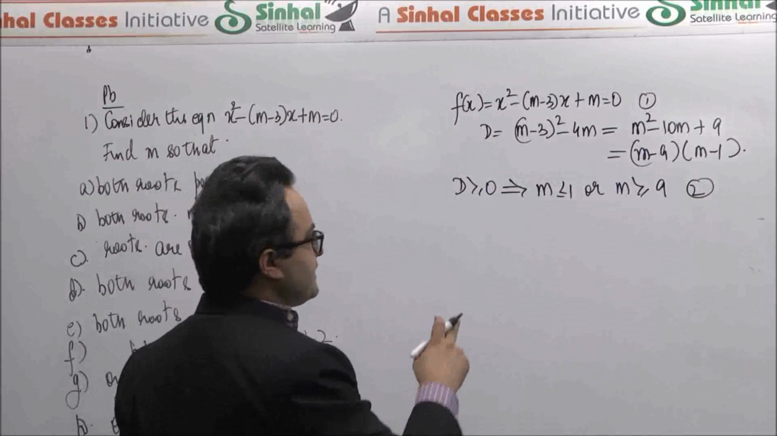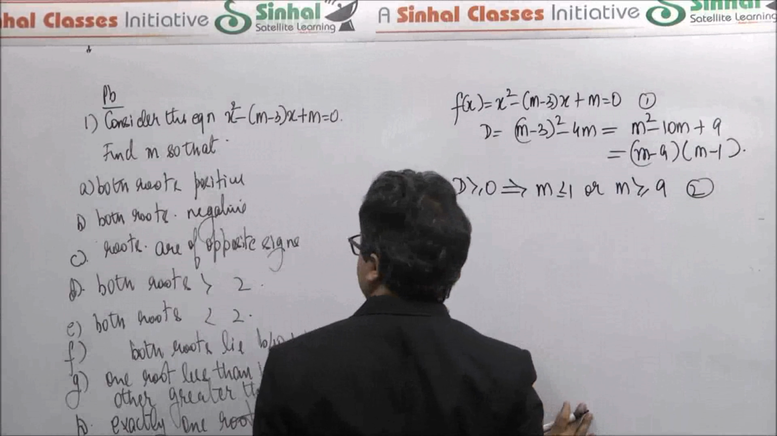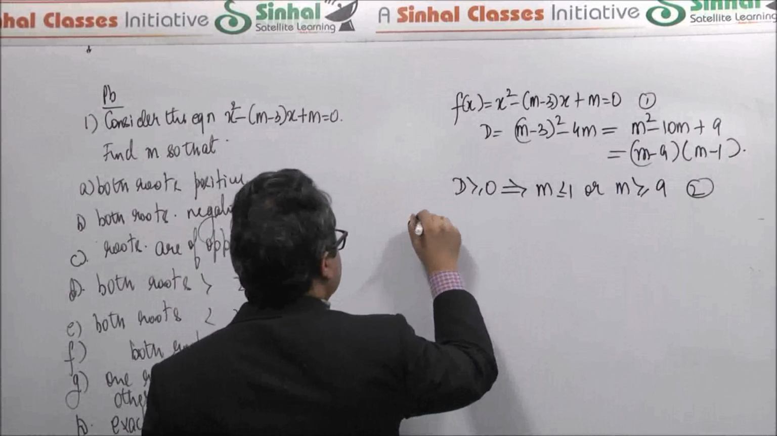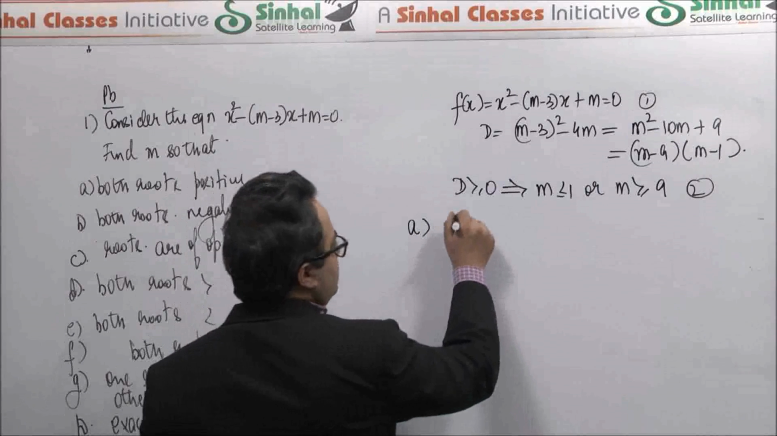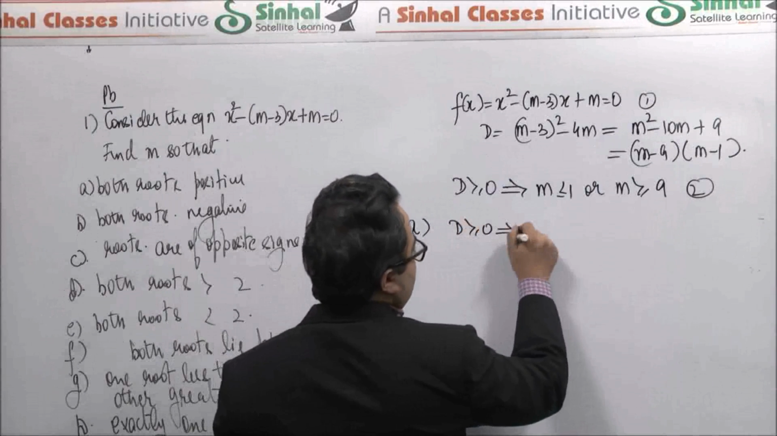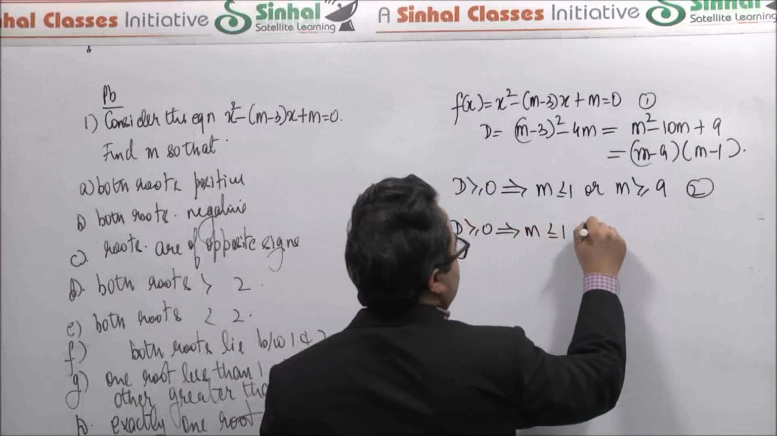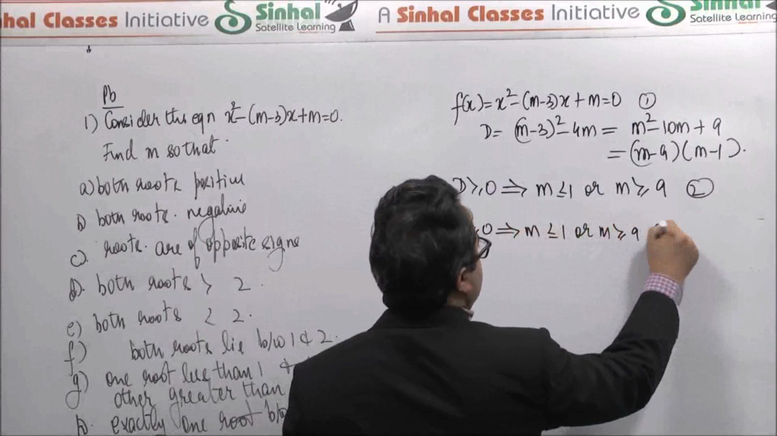I will have to keep using this again and again. So this set is something which we found. So let's go to the first part. The first part was again that the discriminant is greater than or equal to 0, which is for m less than or equal to 1 or m greater than or equal to 9.